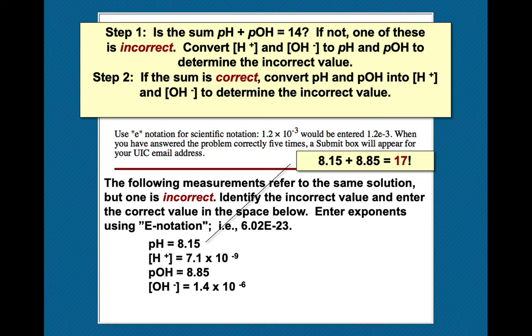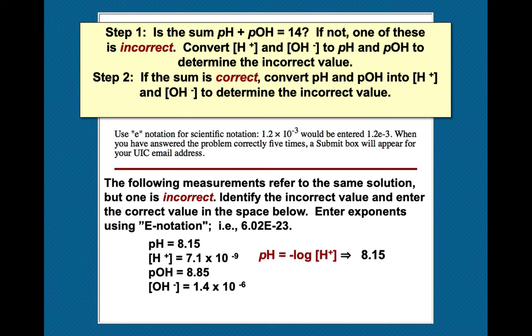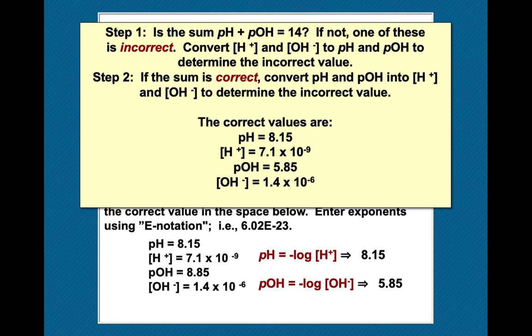Now, we go to our hydronium. We type this in, hit log, change the sign. It's 8.15. So this one's right. This one's wrong. To get the correct one, you type this guy in, hit log, change the sign. This should be 5.85. Here are the correct values. And on Blackboard, you would simply type in the correct pOH value. Any questions?